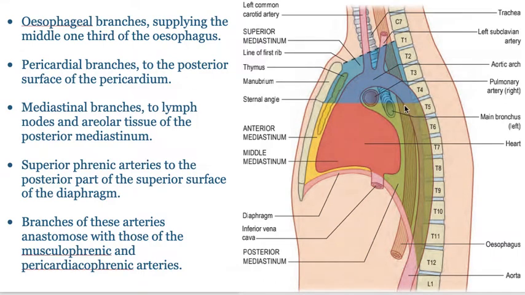Then we have the esophageal branches supplying the esophagus, pericardial branches supplying the posterior surface of the pericardium, mediastinal branches to the lymph nodes and areolar tissue in the posterior mediastinum, and the superior phrenic artery to the posterior part of the superior surface of the diaphragm. Branches of these arteries anastomose with those of the musculophrenic and the pericardiophrenic arteries.